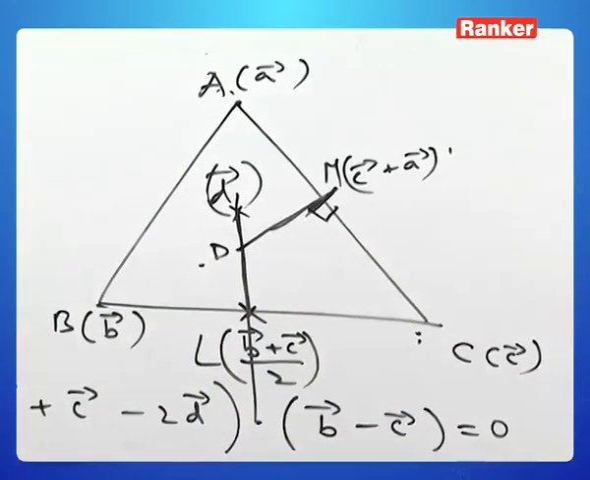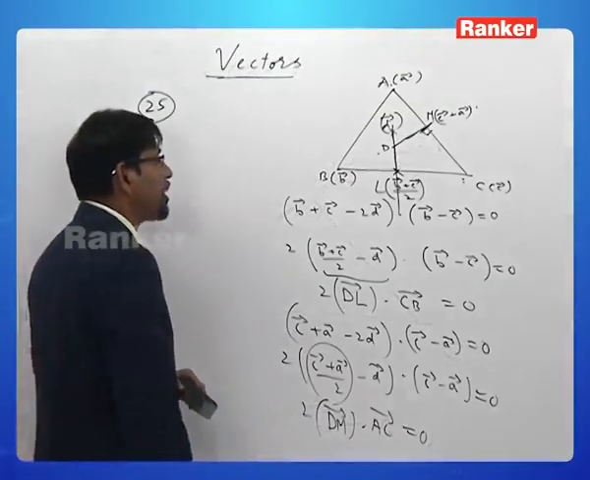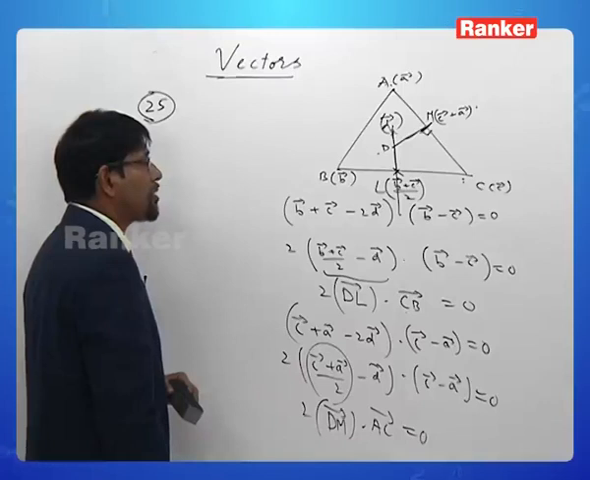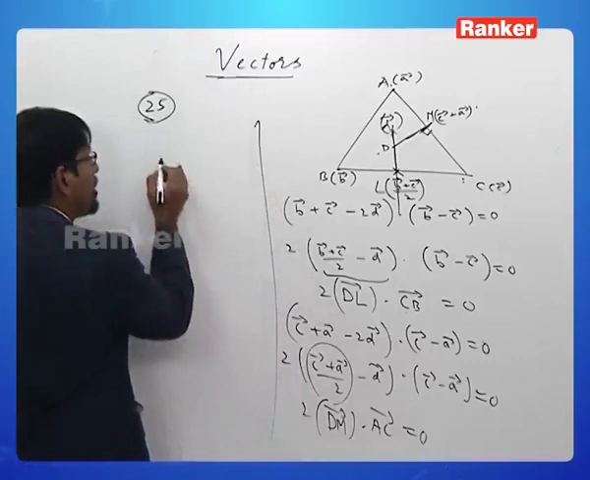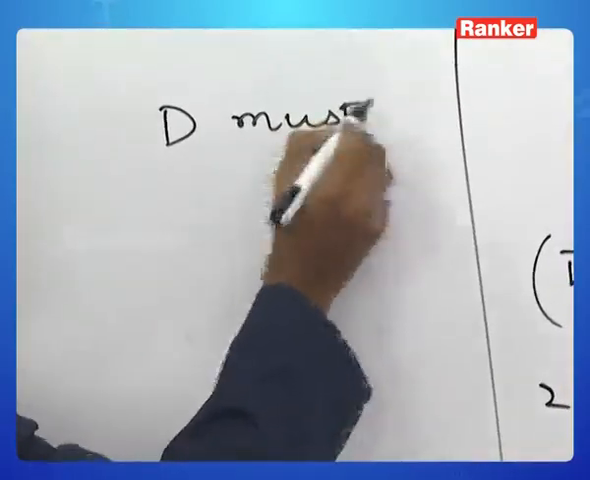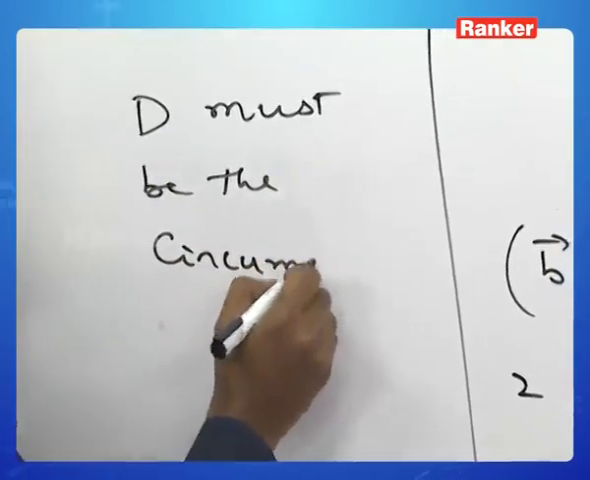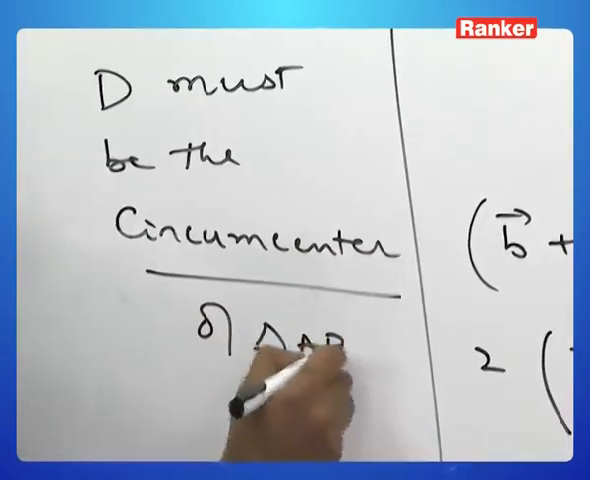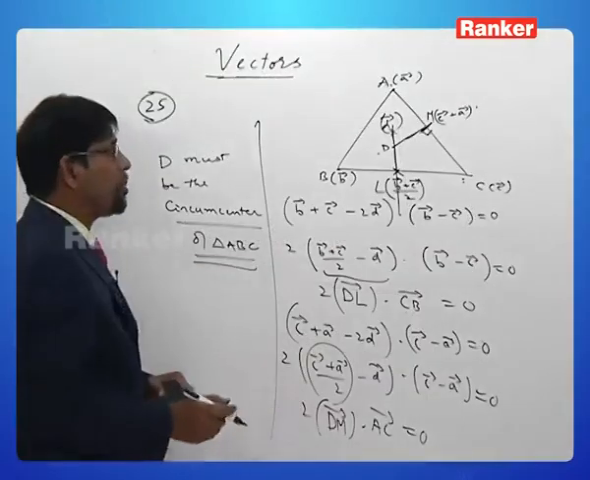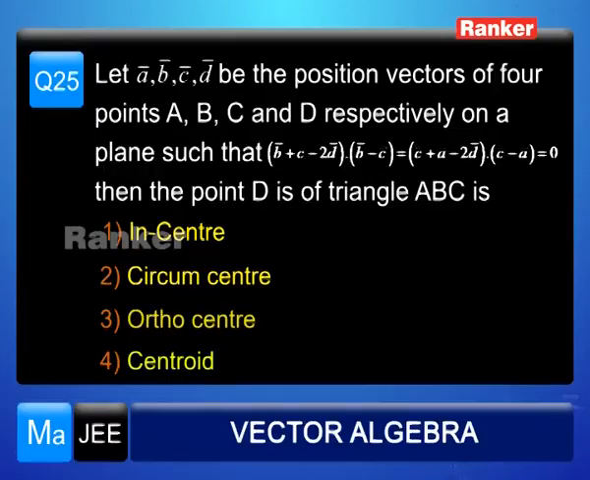What is the point of concurrence of 2 perpendicular bisectors of a triangle? The point of intersection of the perpendicular bisectors of any 2 sides of a triangle is nothing but the circumcenter. So here D must be the circumcenter of the triangle ABC. As it lies on two perpendicular bisectors, it has to be the circumcenter of the triangle ABC. And therefore, clearly option 2 is the right answer.